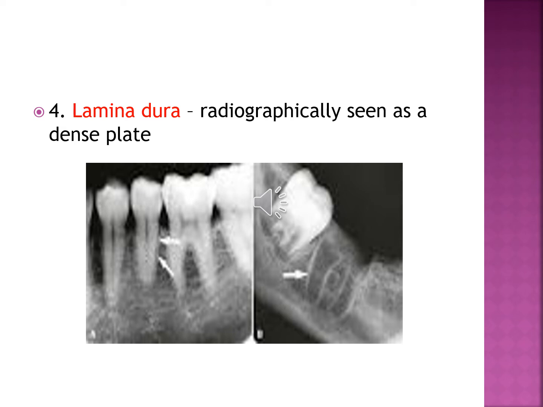In this radiograph, you can appreciate the lamina dura. You can see the right side diagram. On the right side there is a white line on an extracted socket. That is nothing but the inner surface of the bone, or the bone which is around the tooth. That is shown as lamina dura. Radiographically, you can see it is in a whitish color.